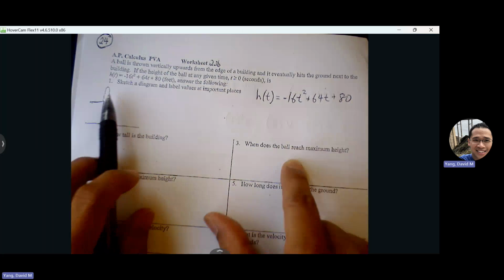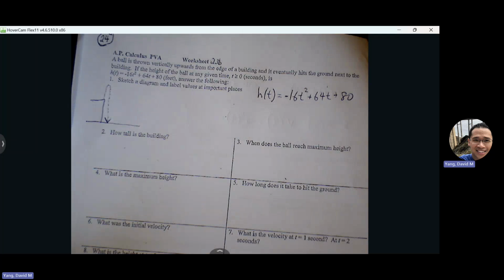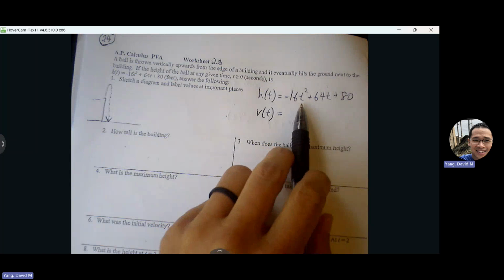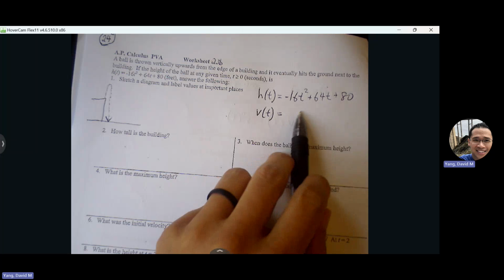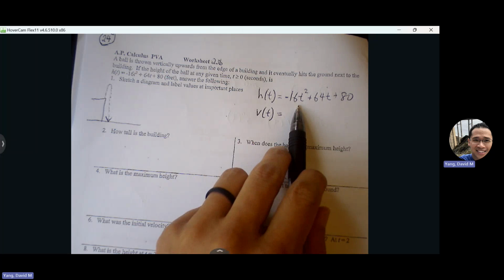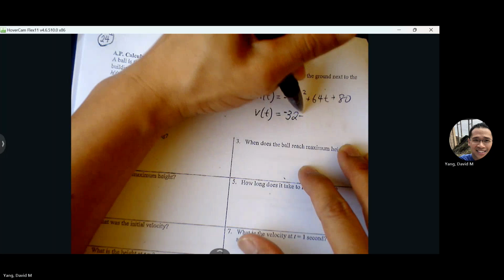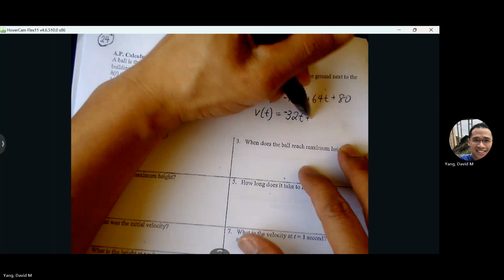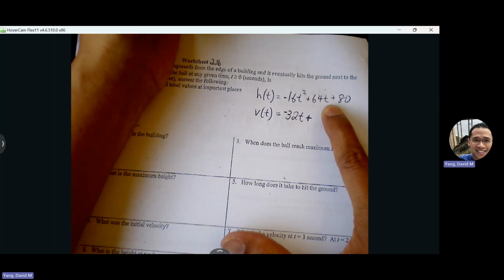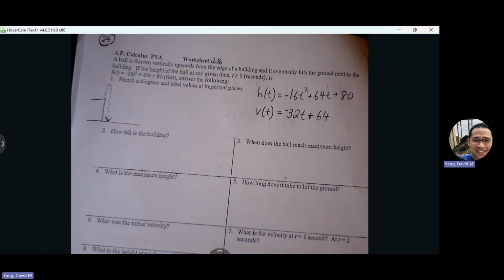So we sketched a diagram. We're going to need velocity and acceleration, so let's get all the calculus out of the way, and then we can use it when we need it. v of t is simply the derivative of height, and all we need to do is go through the power rule. Negative 16t squared becomes negative 32t, plus 64, and then the constant 80 becomes 0, so we can just drop it out.